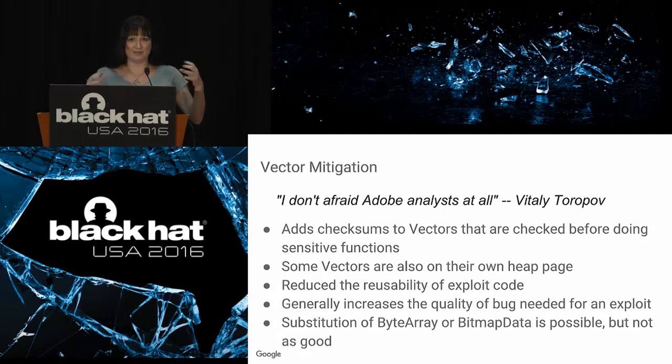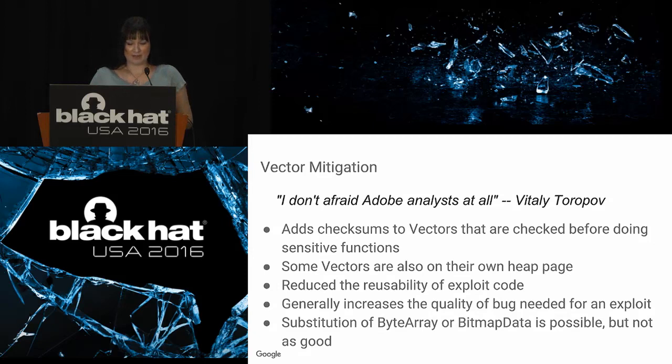So for most bugs, it's really, really easy to make a vector of the correct size and then use the memory corruption to corrupt the length. And then this means that the next time you access the vector, you can read or write anywhere in memory, and that's really useful in exploitation.